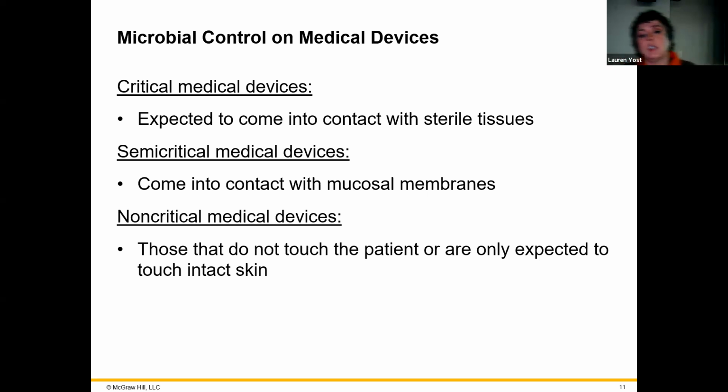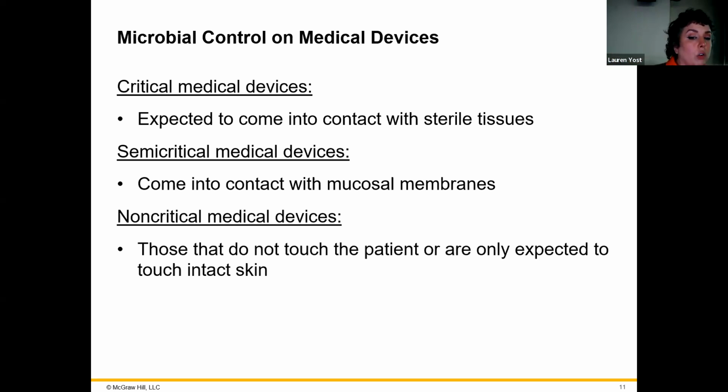Semi-critical medical devices. These are things that will come into contact with your mucosal membranes. So these are more susceptible to microbial transmission, either transferring it to the patient or from the patient to the environment as well, due to the moisture in these areas. So semi-critical is kind of in the middle because of the mucosal membranes. So this would be things like respiratory equipment, things like that.